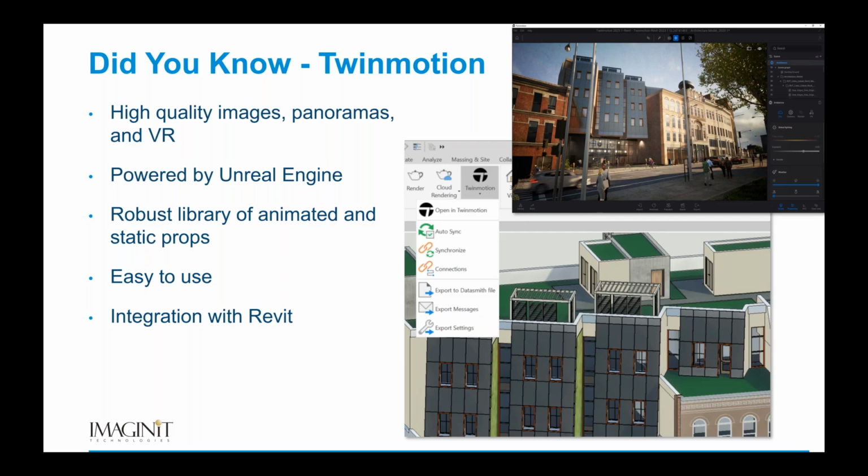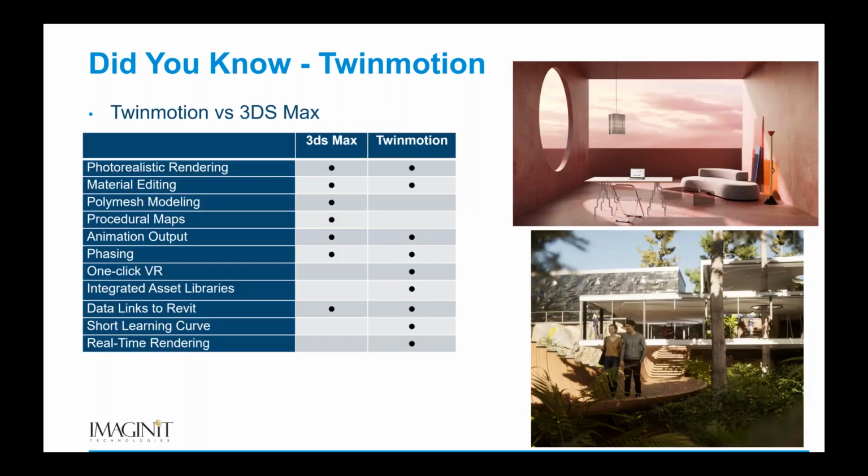Well, over on the next slide, we've got a little bit of a comparison between the two applications. There are some advanced things that you can do inside 3D Studio that you cannot do inside Twinmotion. For what it's worth, the rendering at the top came from 3D Studio, the rendering at the bottom came from Twinmotion. I would argue that the learning curve for Twinmotion is substantially shorter than the learning curve for 3D Studio.